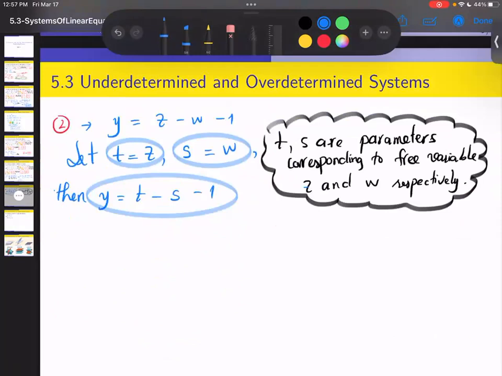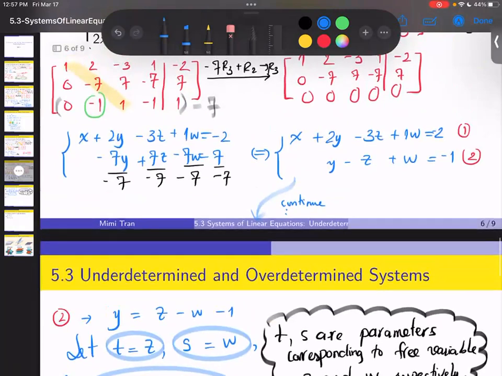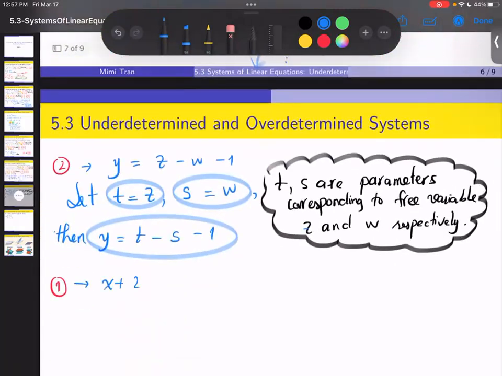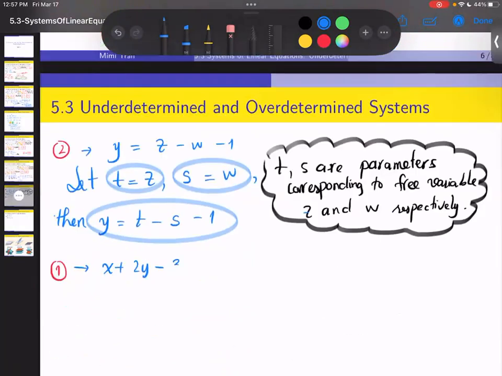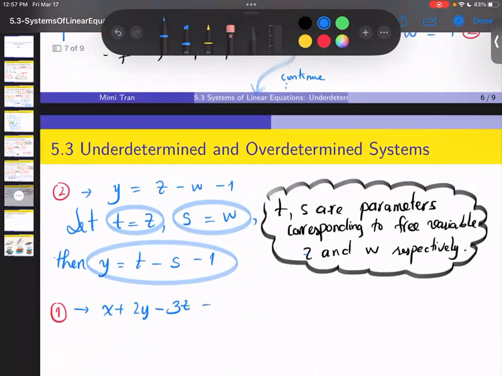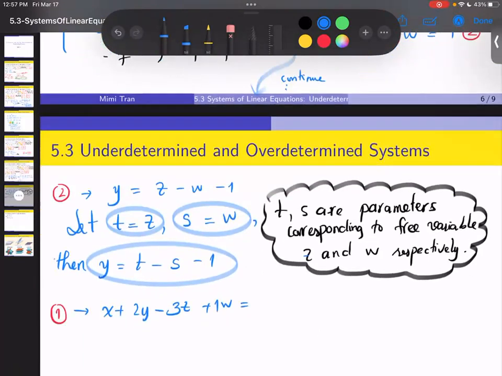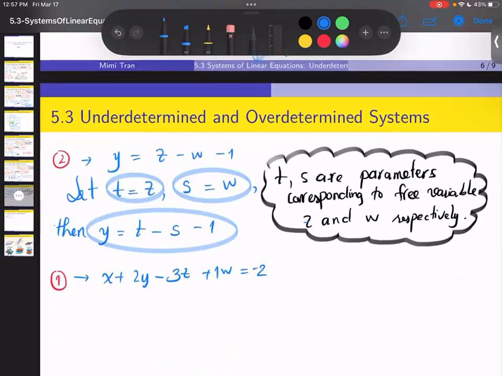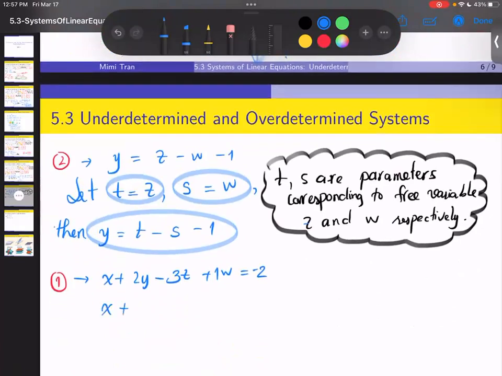The x, you're gonna refer to the first equation. Let me copy that down. x plus 2y minus 3z plus 1w equal 2. Negative 2. Well, you know why? y is t minus s minus 1. Right? z is t. z is t and w is s.